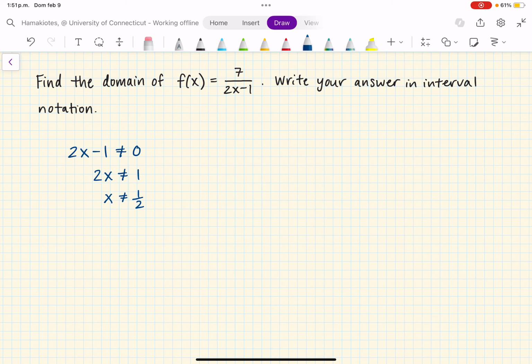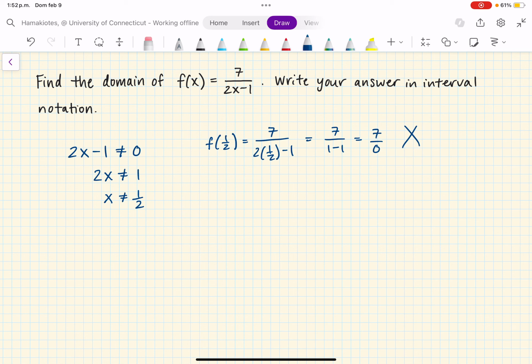So what this tells us is, if I plug in 1/2, so f of 1/2, I get 7 over 2 times 1/2 minus 1, which is 7 over 1 minus 1, which is 7 over 0, and we are dividing by 0. This is bad. However, what this tells us is that at every other value that's not 1/2, this function is defined, so that's the domain.